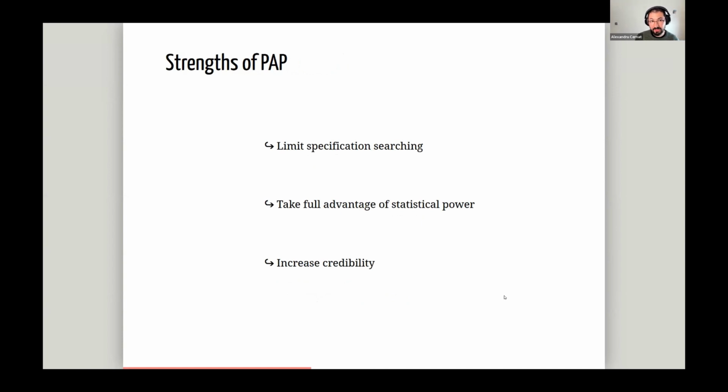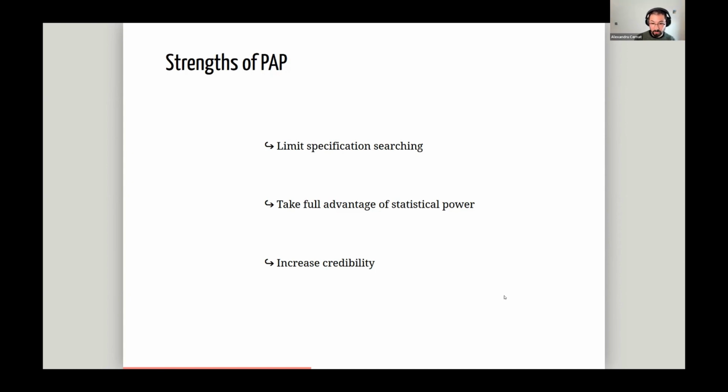So what are some advantages or strengths of doing a pre-analysis plan? Well, the main strength is that it limits specification search. It means that you can't do any research you want. You have to stick as much as possible to what you have written up in advance. It is still possible to do other exploratory analysis, but this needs to be explicitly stated. So now we can clearly separate what is real hypothesis testing and what is exploratory work.